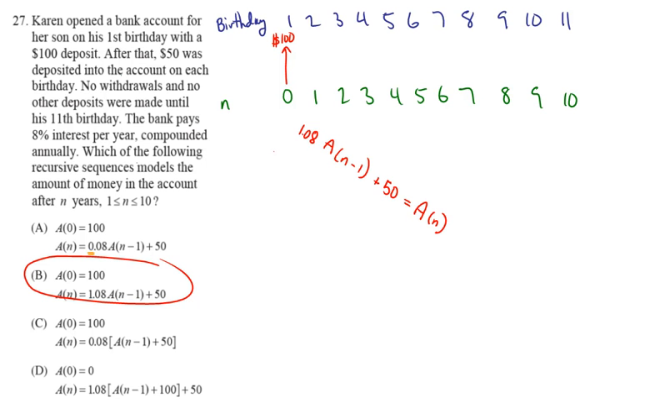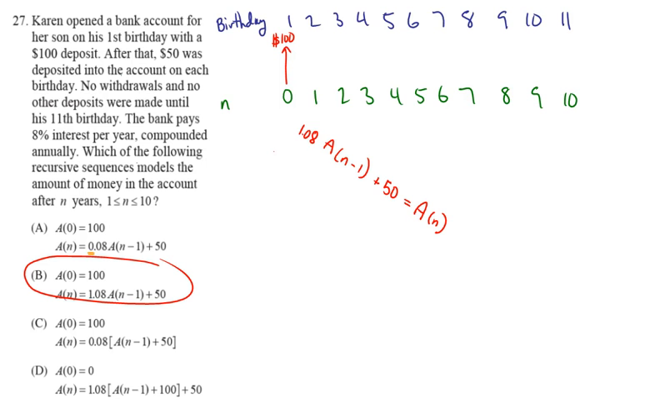Let's take a look at answer C. What's different between C and B is that in C, the new $50 that's added at the end of year 1 was also multiplied by the 0.08. And so that means that we're giving them interest on that $50 that they just put in at the end of the year, and that's not correct.